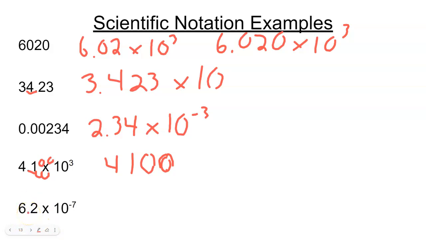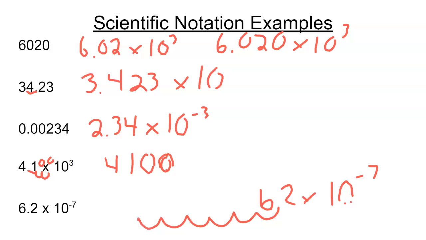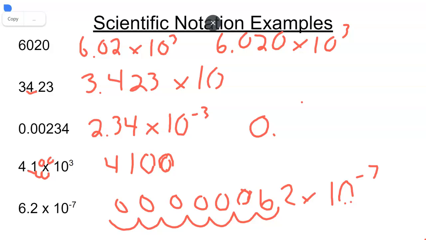Here, same idea. This time I'm going to have to move over 7 spaces. I don't have enough space here to really show that, so I'm going to rewrite this over here. 6.2 times 10 to the negative 7. And I'm going to go 1, 2, 3, 4, 5, 6, 7. And then all those are going to get zeros in there. 0, 0, 0, 0, 0, a lot of zeros. So that answer here, I'll put it up here, is going to be 0 point. And then I have 6 zeros. Sometimes I group those in 3, so it's easier to see.